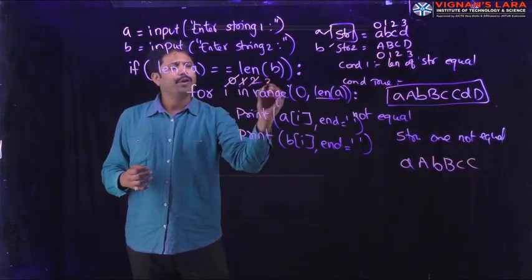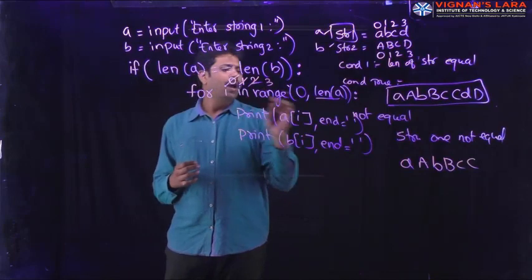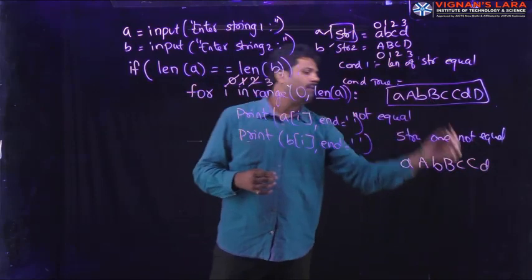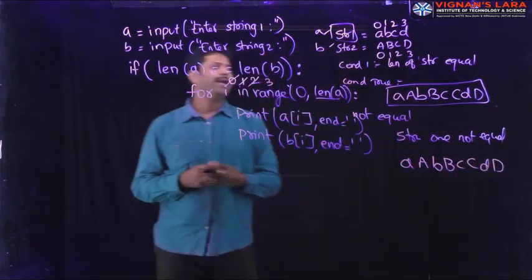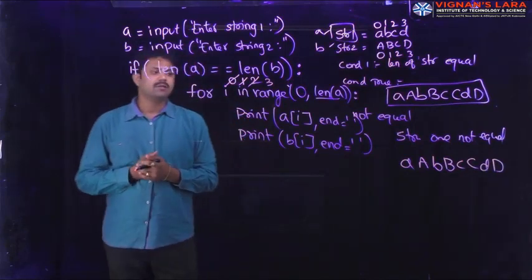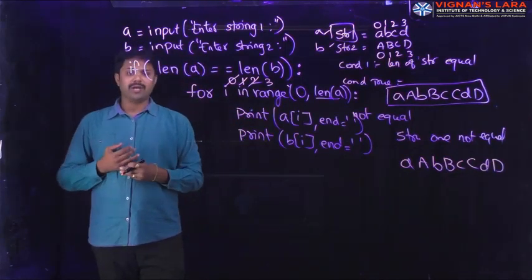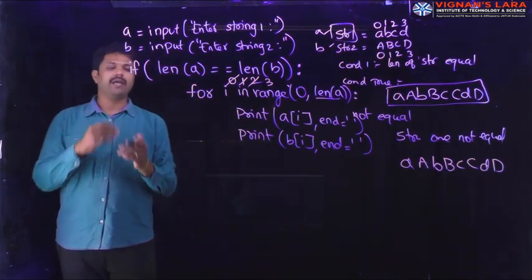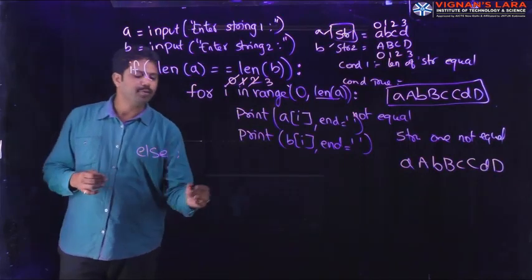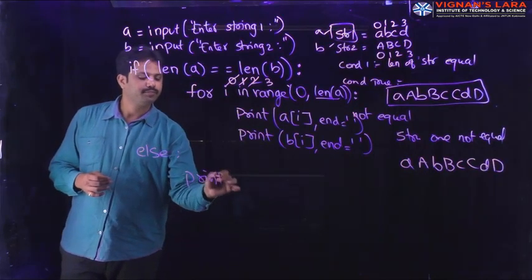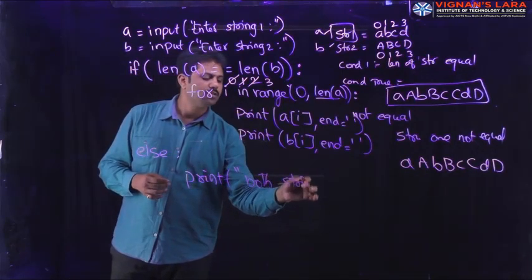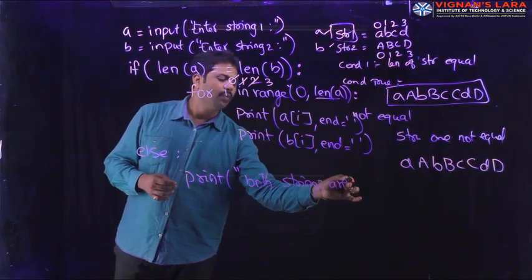Again, i value is incremented to 3. A of 3 equals small d and B of 3 equals capital D. Like this it prints. And I have one more condition. If these two strings are not equal, I have an else condition. Else, what do I have to do? Print both strings are not equal.